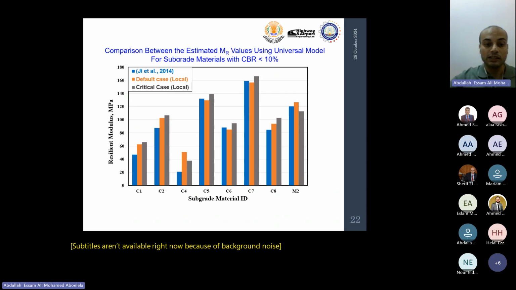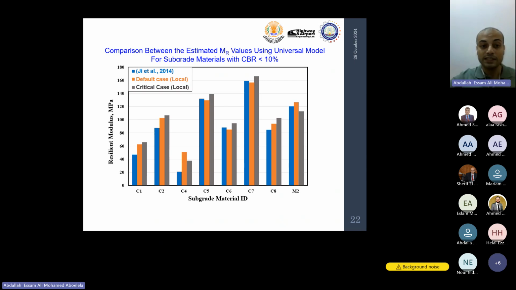However, the G case includes the lower values. When we depend on the values for G study, we use only, for C2, 90 megapascal for design, and this includes a higher thickness of pavement. However, using the low anticipated field stress includes lower thickness, and unlike for other materials such as C7.